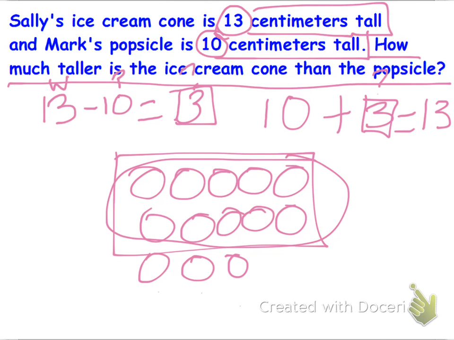So how much taller is the ice cream cone than the popsicle? The ice cream cone is 3 centimeters taller than the popsicle.